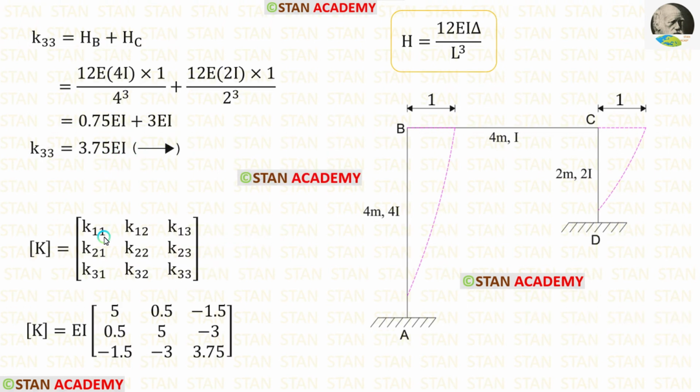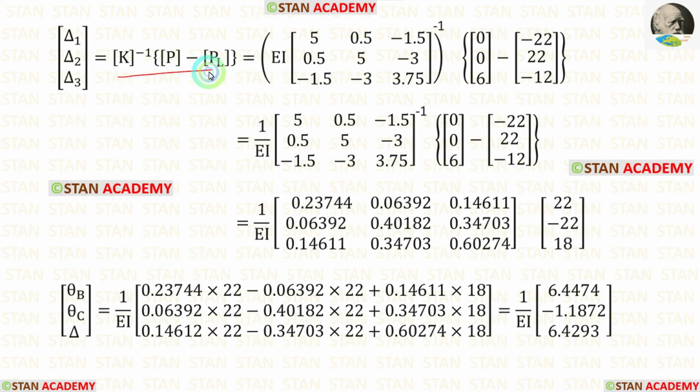In the stiffness matrix, we have calculated all of the values. Let us enter them. Let us keep EI outside. In this formula, we have found everything. Let us apply them. EI inverse is 1 upon EI. For this matrix, we have to find the inverse. We can apply all of the values in the calculator and get the inverse.